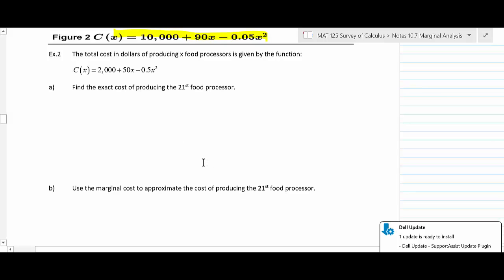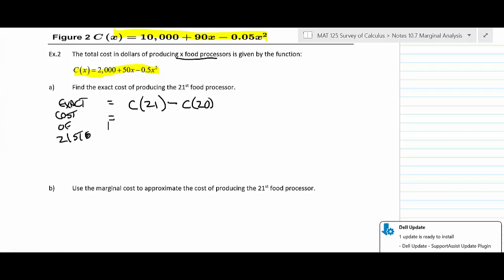Okay, so let's do an example of what we were just talking about. This one is the cost of x food processors, and this is the cost function. The first thing we're going to do is find the exact cost of the 21st food processor. We've already done this a couple of times. If you want to find the exact cost of the 21st, what do you do? Plug in 21 for x. C of 21 minus C of 20, right.